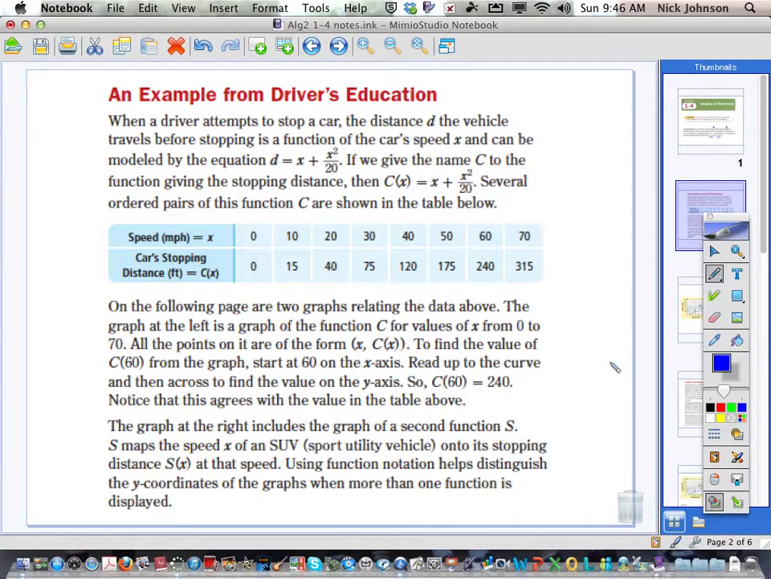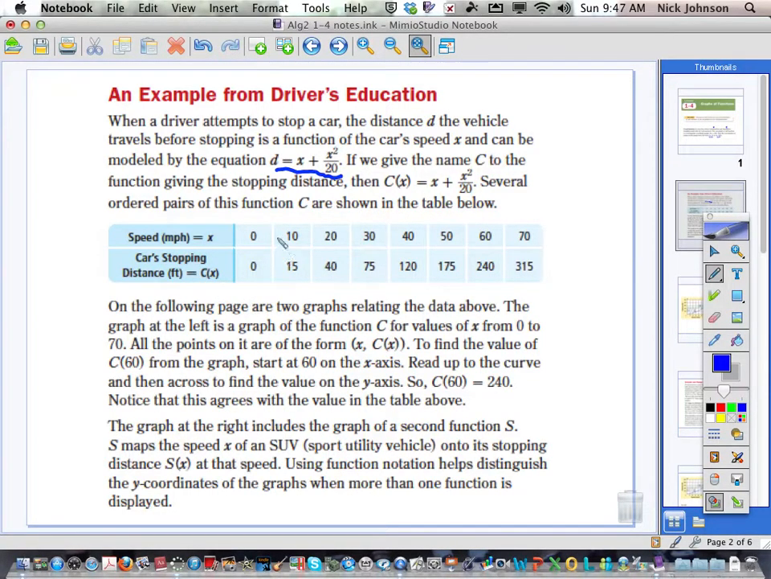An example from driver's education. When a driver attempts to stop a car, the distance d the vehicle travels before stopping is a function of the car's speed x and can be modeled by the equation d equals x plus x squared divided by 20. If we give the name c to the function giving the stopping distance, then c of x is equal to x plus x squared divided by 20. Several ordered pairs of this function c are shown below.